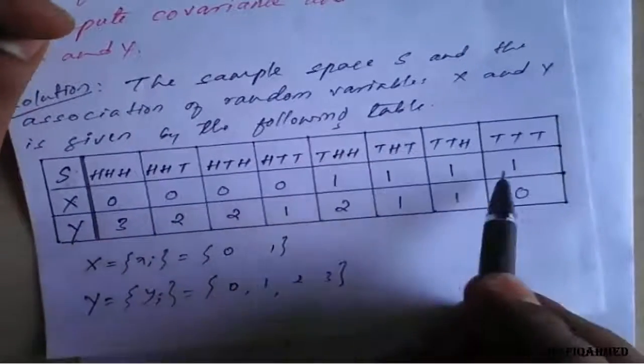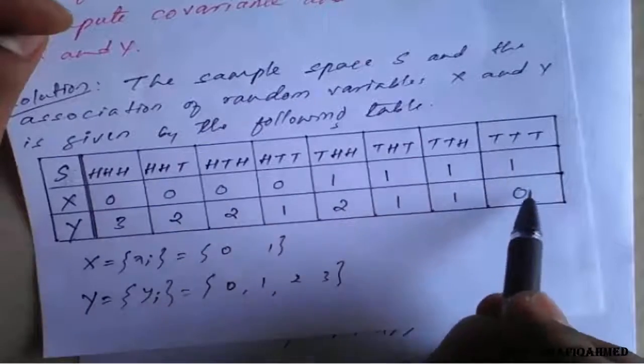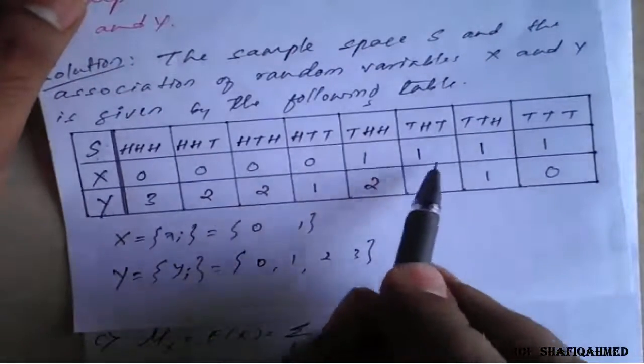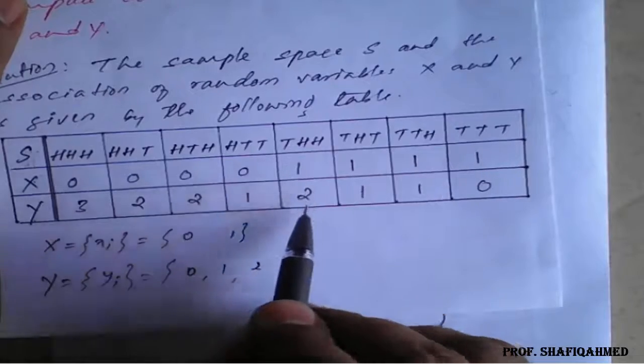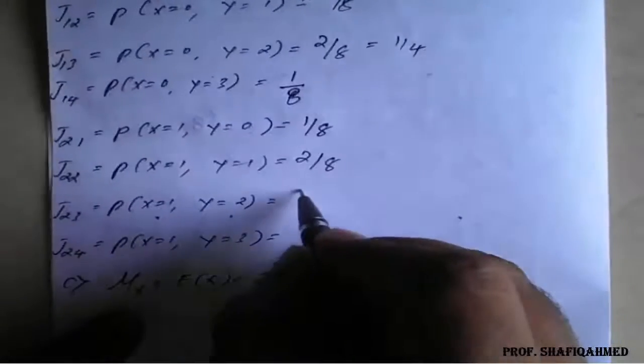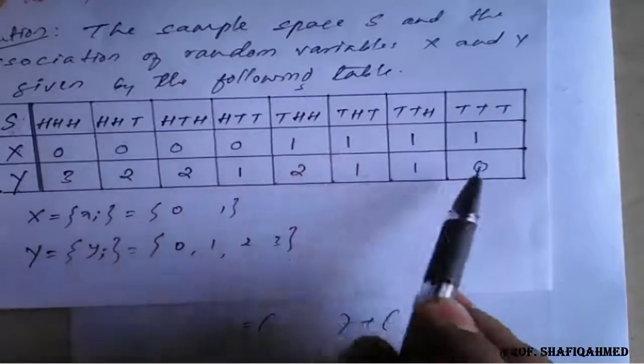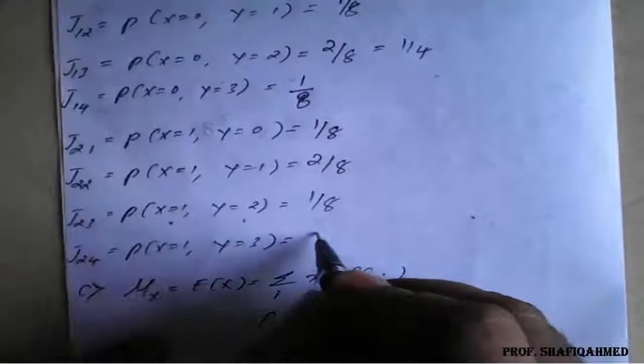The next is when x is 1, y is 0. We have only one case, so it is also 1/8. Now x is 1, y is 1. One time and another time, so 2/8. Next is x is 1, y is 2. We have only one case, so it is 1/8. Then x is 1, y is 3. There is no such case, so it is 0.